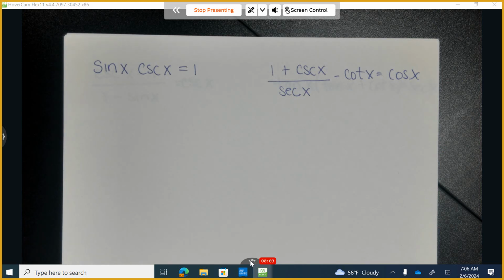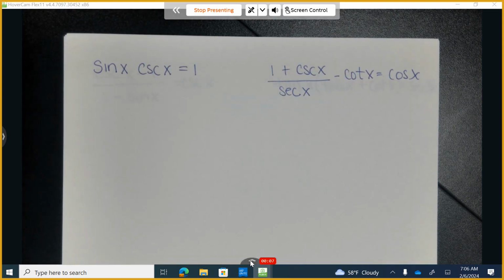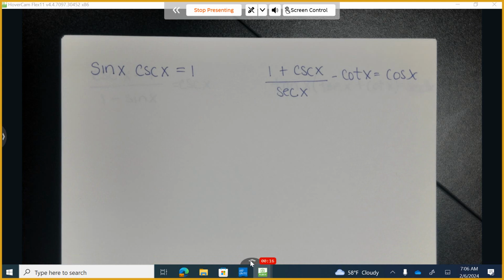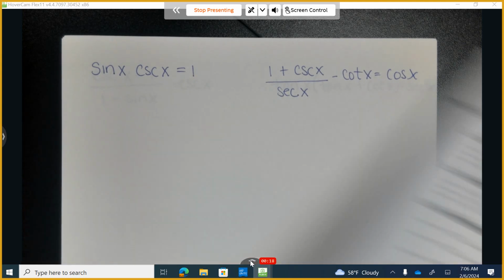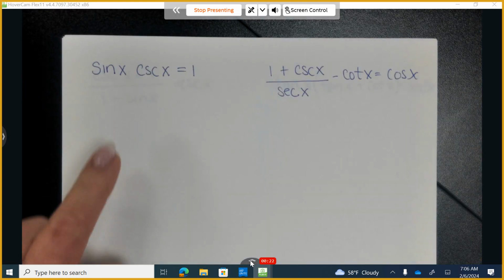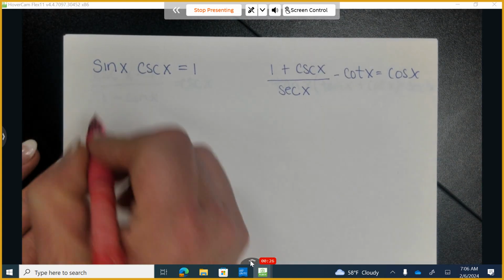Unit 11, Lesson 3. Please make sure you have this paper in front of you. We are going to be verifying trig identities in this lesson. We'll look at the left side and the right side of a problem, and we want to ensure, using the properties of trig functions and trig identities, that we can prove the left side equals the right side. Let's get started on the first one.